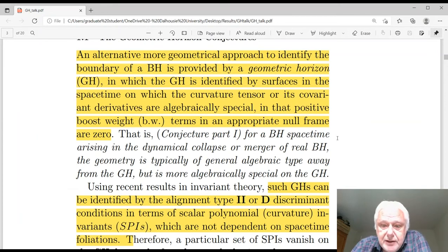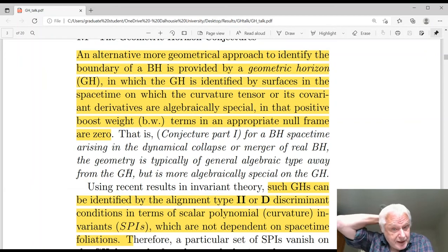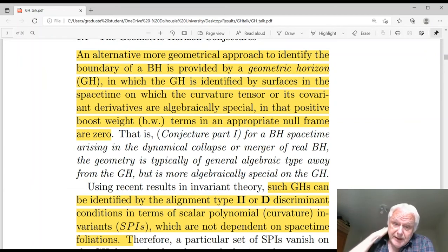I'm stating this as a conjecture just for something a little bit more concrete. Conjecture part one: if you have a space-time that's arising in the merger of real black holes, typically the geometry is algebraically general away from the horizon, but on the horizon it's more algebraically special. So in the case of a collapse where you expect the space-time to be algebraically general, the horizon, the surface, is actually determined by the algebraic type being special on that horizon.